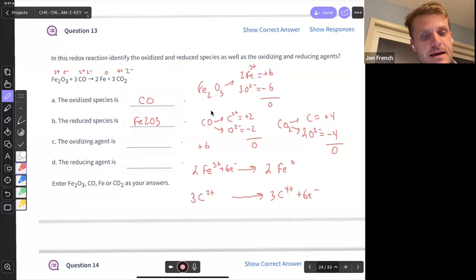So the oxidizing agent gets reduced, so that's the Fe2O3. The reducing agent gets oxidized, so that would just be the CO.